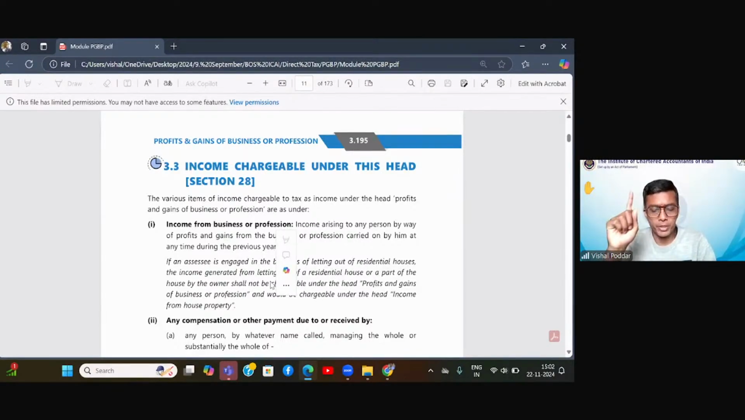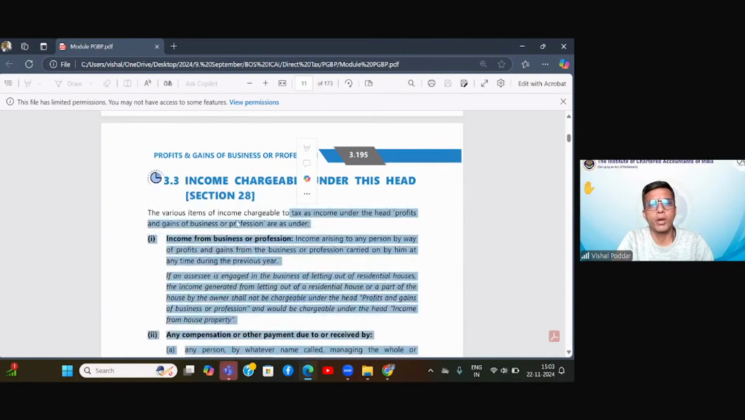If you remember, I had mentioned in the initial lectures that every head's first section is its charging section, because that section gives you the details of what incomes would fall under that particular head. Hence, the first section of every head is called the charging section. Now, under the income tax PGBP head, it is section 28. It gives you a list of incomes which will fall under this head.